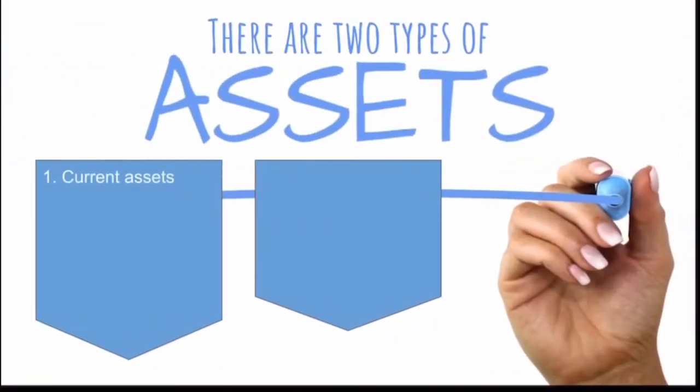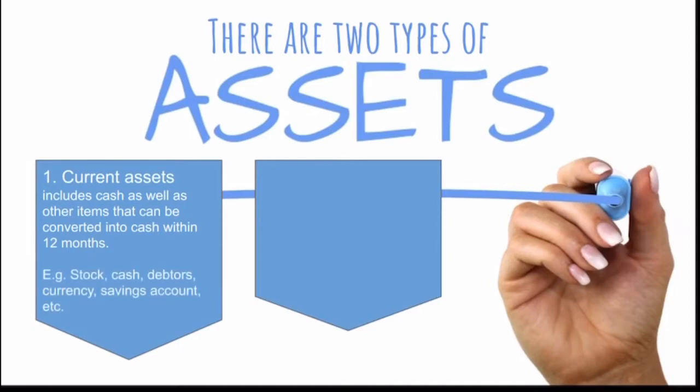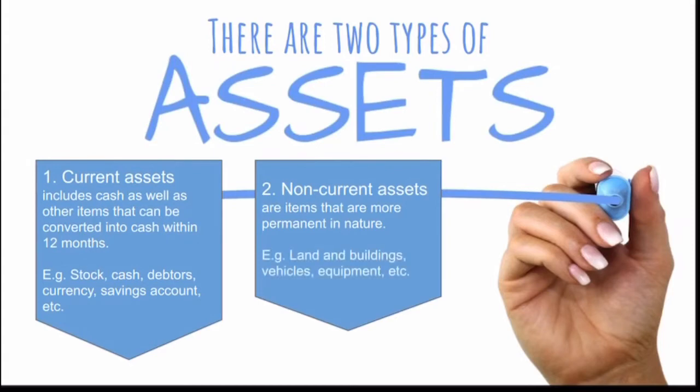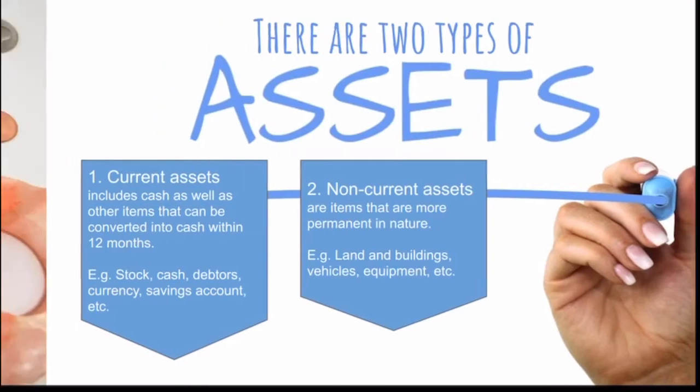The first one that we get is the current asset. This includes cash as well as other items that can be converted into cash within 12 months. Examples are stocks, cash, debtors, currency, savings accounts, etc. The second one is non-current assets. These are items that are more permanent in nature. For example, land and buildings, vehicles and equipment.